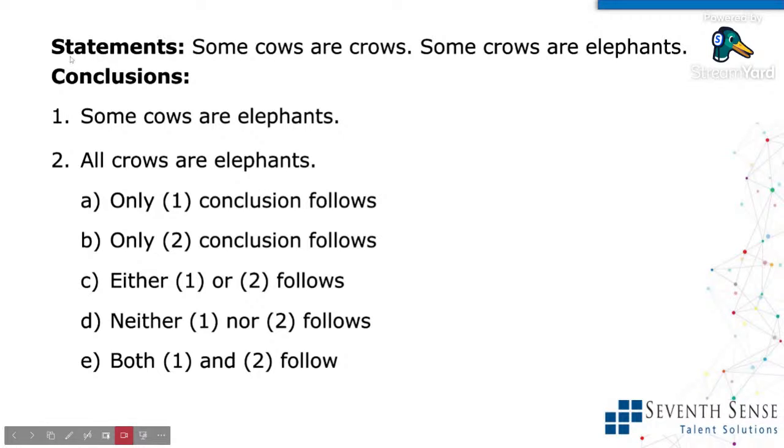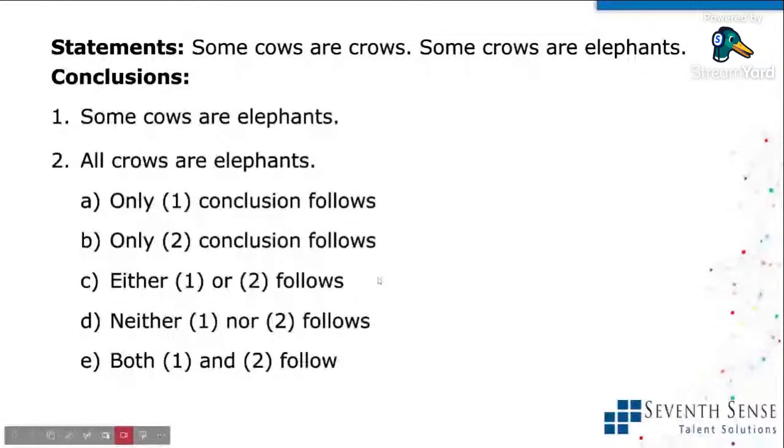Now over here, statements. Some cows are crows, some crows are elephants. Quickly solve this. Very good. Yes, because some shirts are cups according to the Venn diagram. Shirts is the superset. Yes, all cups are included in the shirts only. Yes, very good. So that is what we need.